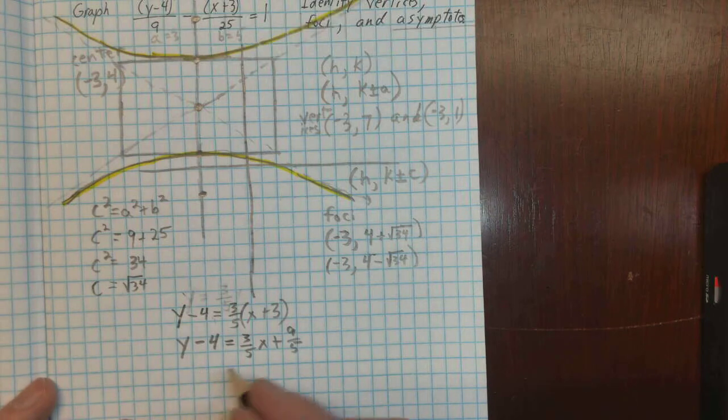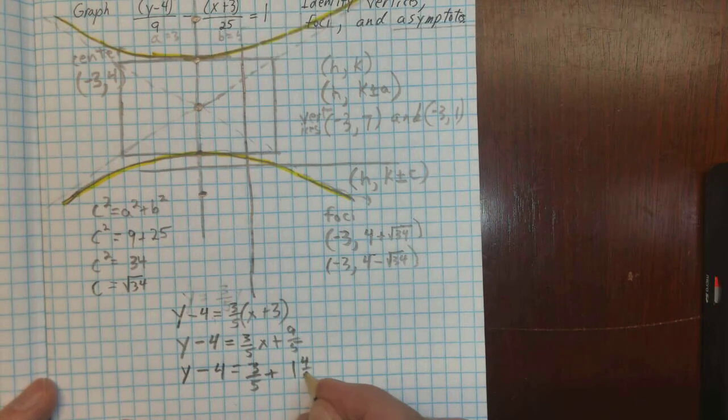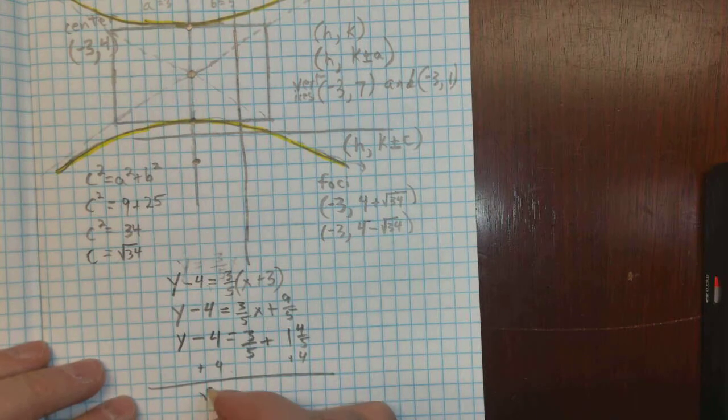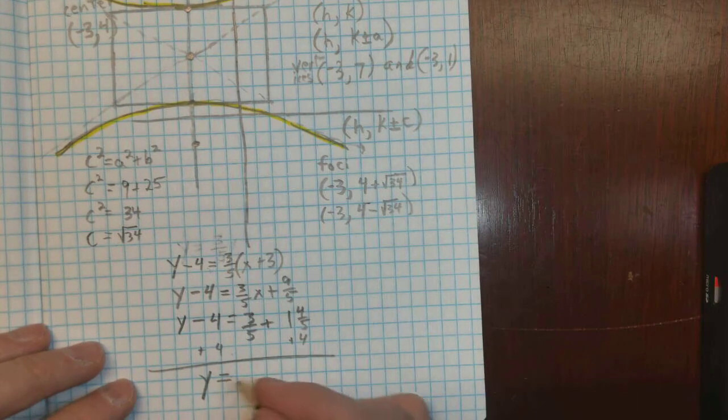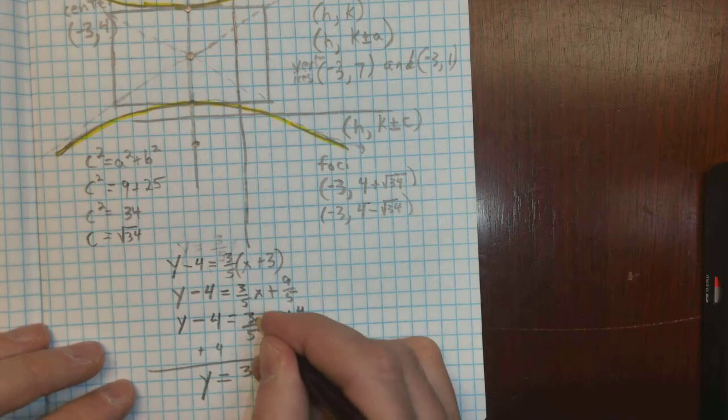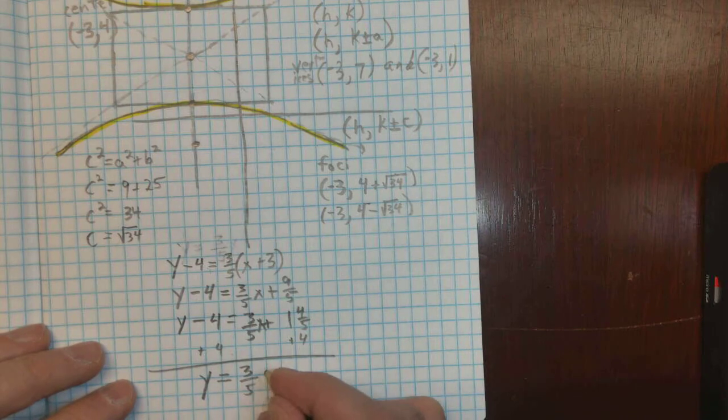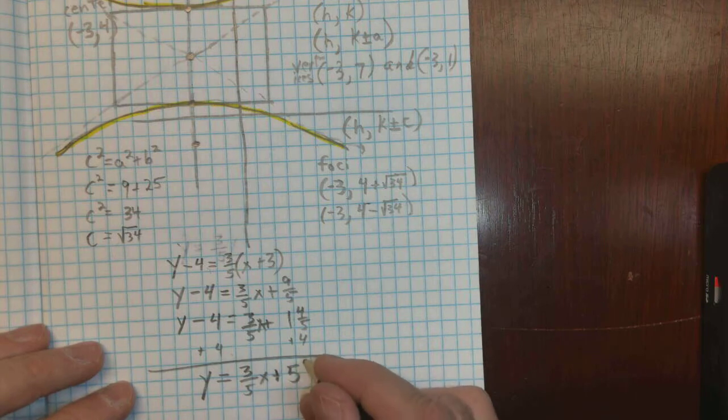And then y minus 4 equals, I'm going to change that to a mixed number, 1 and 4/5. And then I'm going to add 4 to both sides. And one of my asymptotes is y equals, I forgot my x there, y equals 3/5 x plus 5 and 4/5.